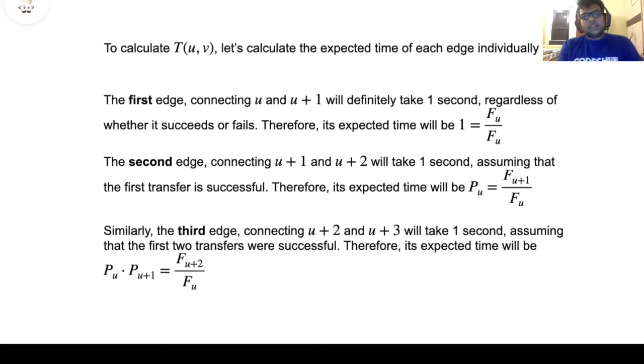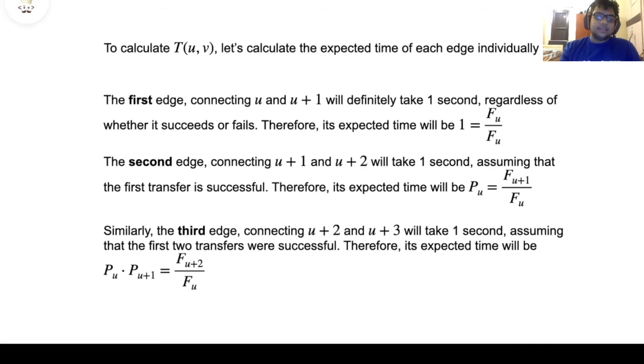Okay, so the data is passing from u to u plus 1 via the first edge, then u plus 1 to u plus 2 via the second edge, then u plus 2 to u plus 3 via the third edge, and so forth until v minus 1 to v, the v minus uth edge. Now, the first edge connecting u and u plus 1 will definitely take 1 second, right? Regardless of whether we have a success or a failure. Therefore, its expected time will be 1, which can be written as f of u upon f of u.